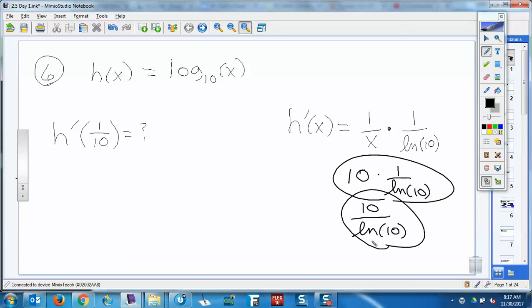Now, what was another one you had to do? H prime of 1. Well, that'd be 1 over 1 times 1 over ln 10. I mean, you wouldn't leave it like that, probably. There could be things to simplify sometimes, but that's good enough. So that was a point I wanted to make there.